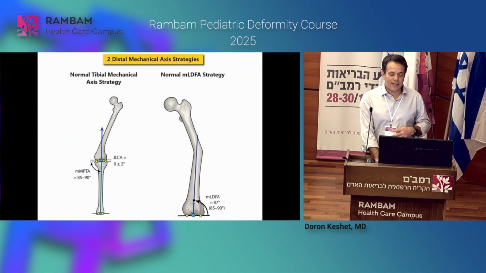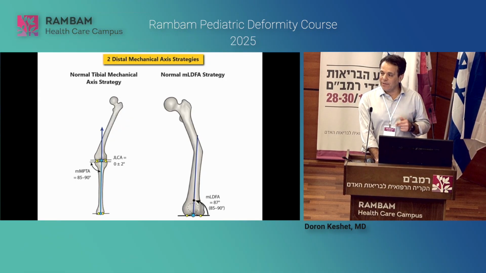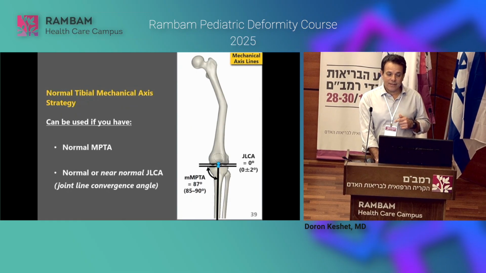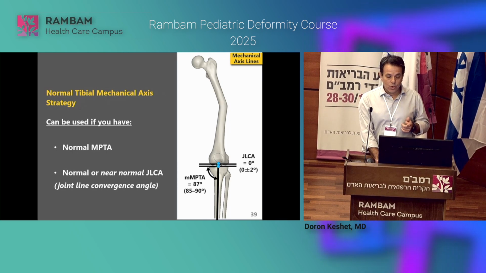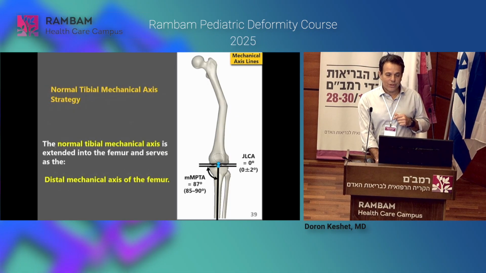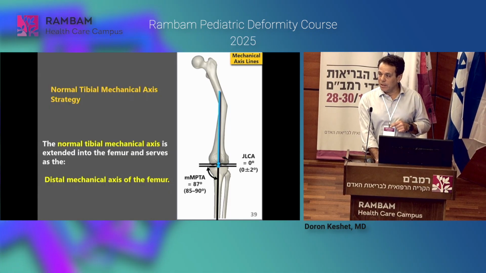What about the distal mechanical axis? Also here we can use two strategies. First one is normal tibial mechanical axis, and the second one is normal mechanical LDFA. So the normal tibial mechanical axis strategy can be used when we have normal or near normal MPTA, and we have normal or near normal joint line convergence angle, which in general means joint line obliquity. If those two criteria are met, the normal tibial mechanical axis is extended into the femur and serves as the distal mechanical axis of the femur, represented here by the blue line.